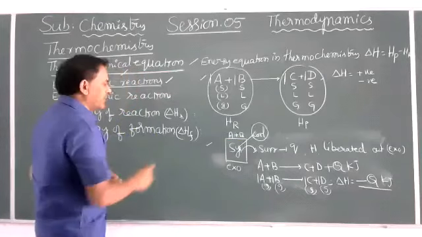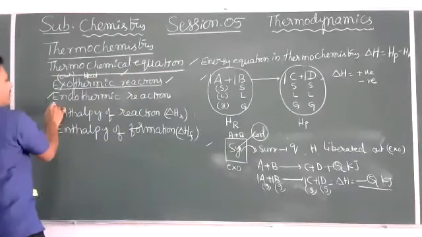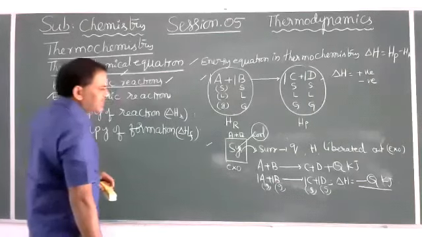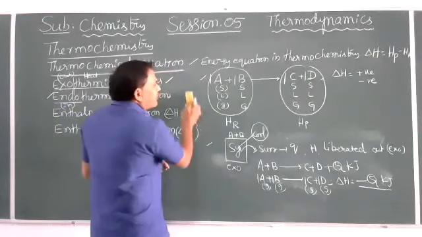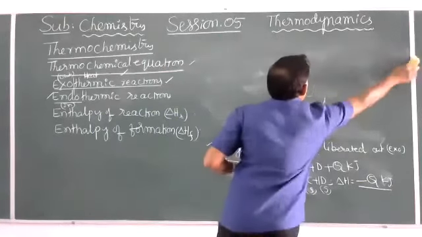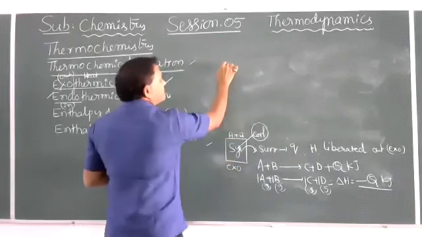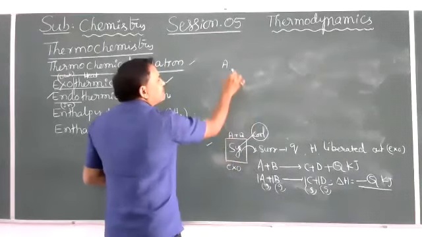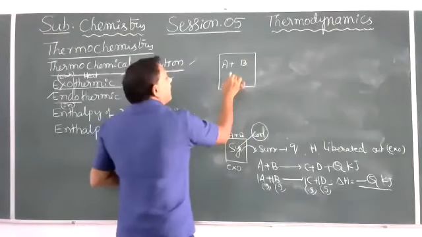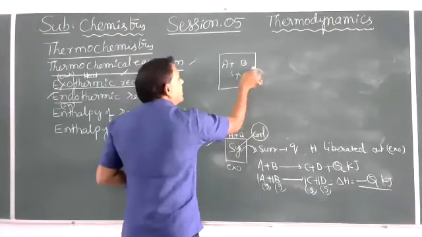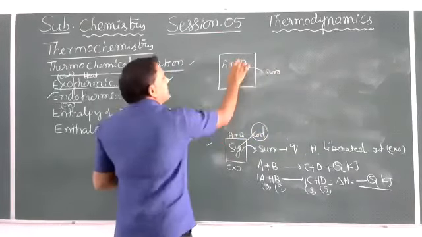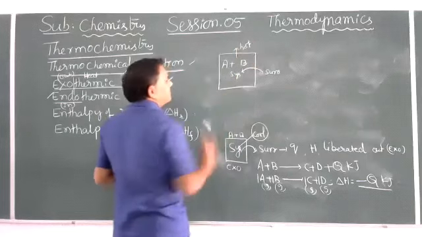Clear? After this, the endothermic reaction. Endo means inside, and thermic means heat. Just like the exothermic reaction, an endothermic reaction is a type of thermochemical equation in which heat is absorbed by the system. The system containing the reactants absorbs some heat from the surroundings, and the system becomes hot.